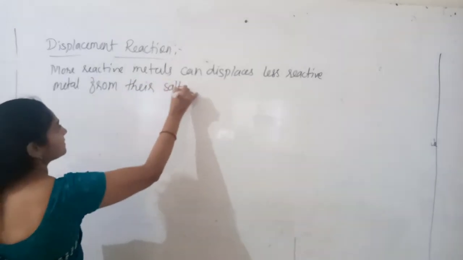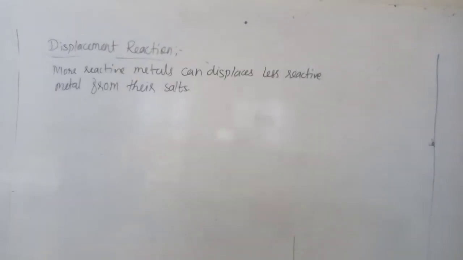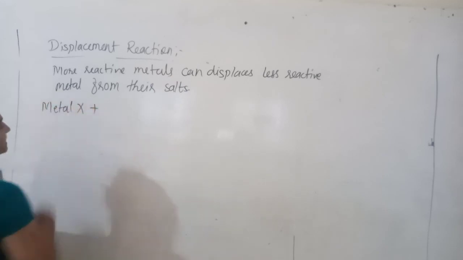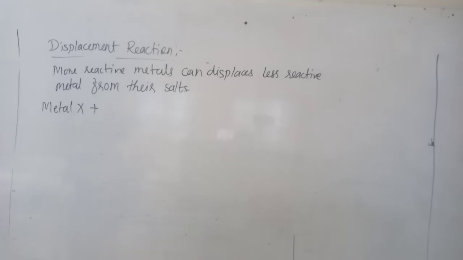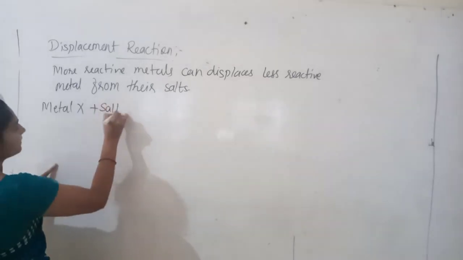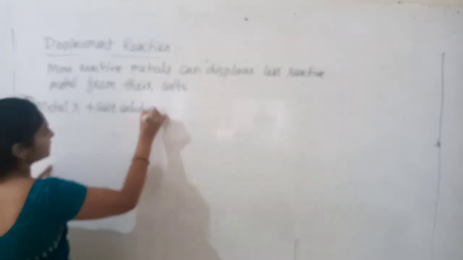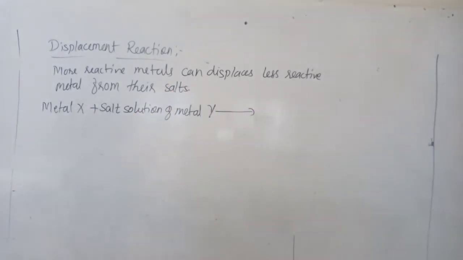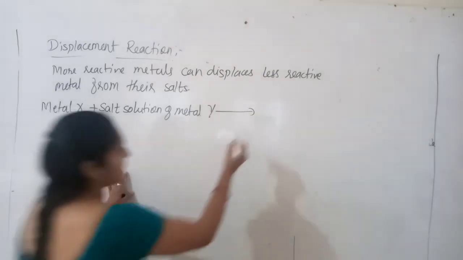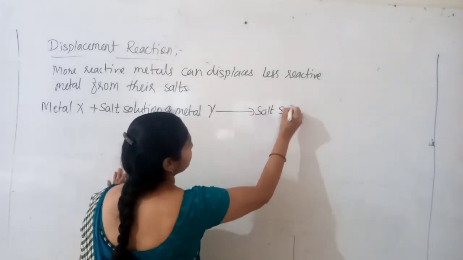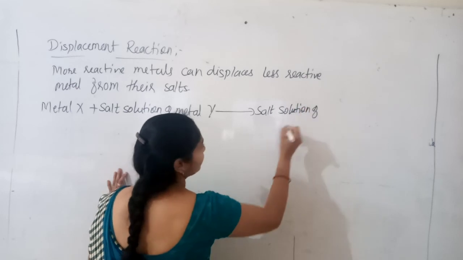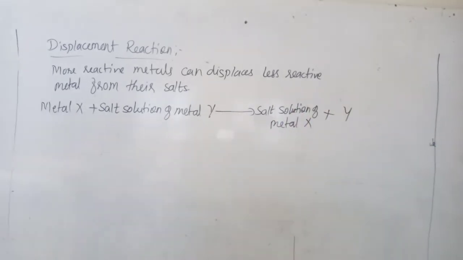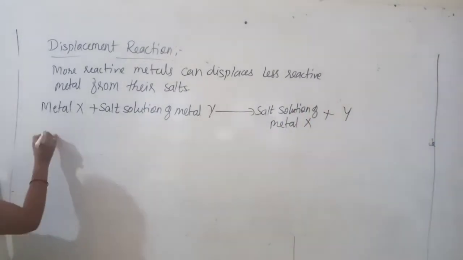So the general formula is metal X plus salt solution of metal Y, which produces salt solution of metal X plus metal Y. Y is a metal. Okay, let us see an example.